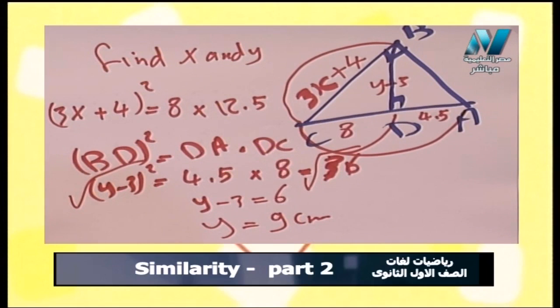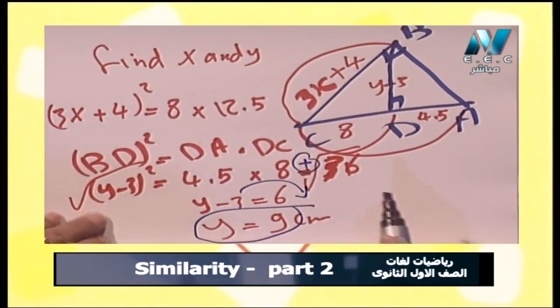And someone asked me why we didn't put positive or negative here. We deal with length, so ignore negative here because length is never negative. So we deal with positive only. So y - 3 = 6, so y = 6 + 3 = 9 centimeters.